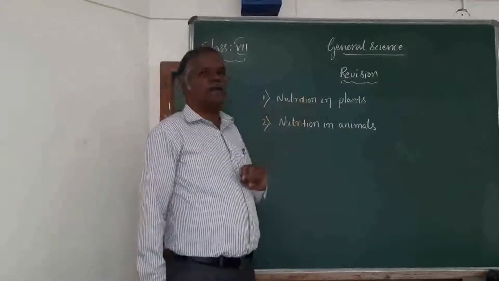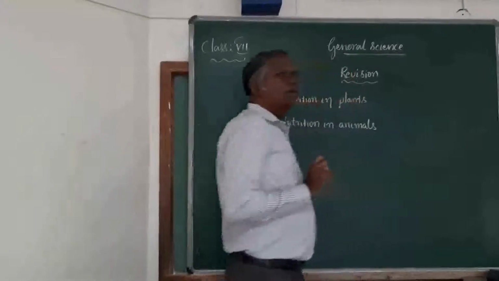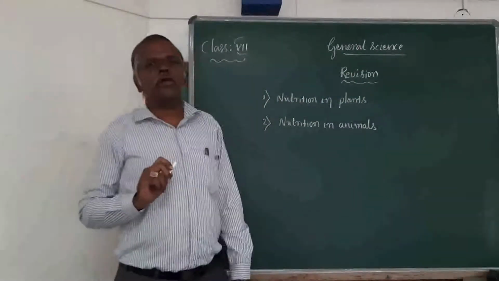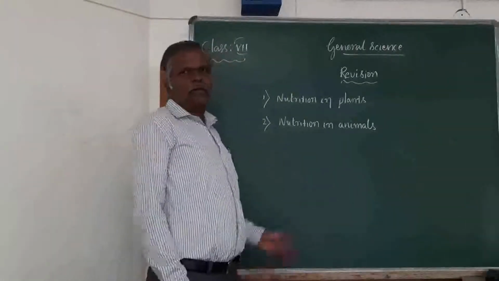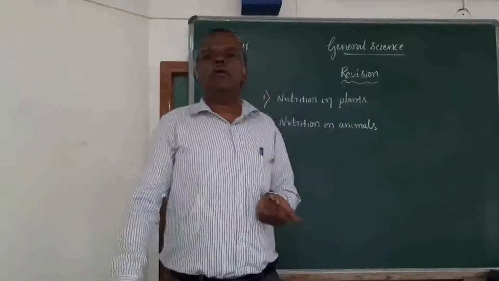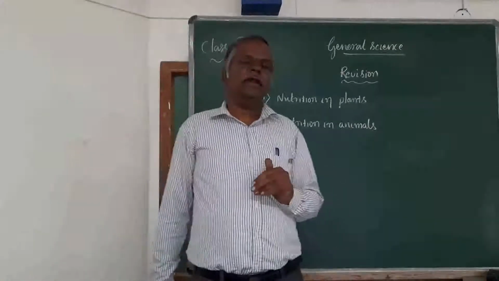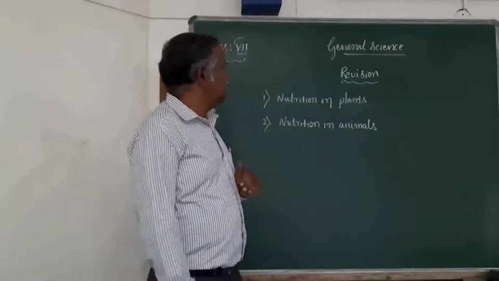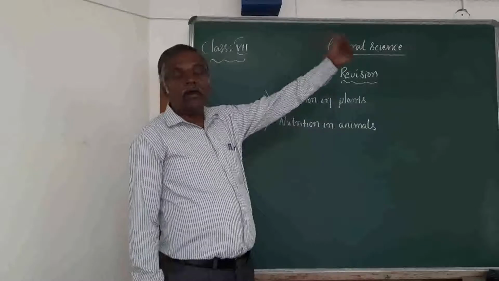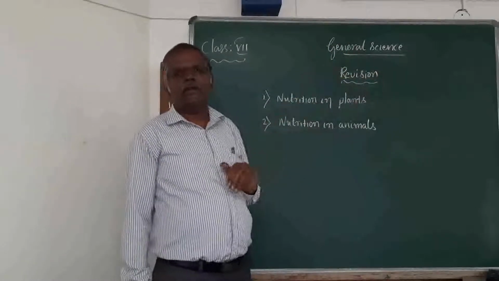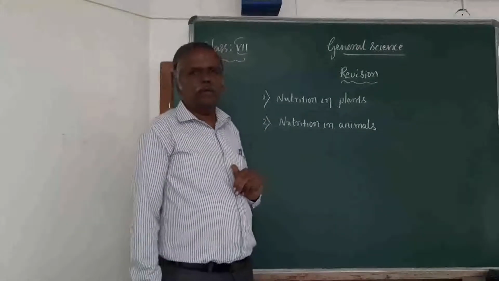First lesson, nutrition in plants. In nutrition in plants, there are 2 modes of nutrition: autotrophic mode of nutrition and heterotrophic mode of nutrition. Autotrophic mode of nutrition means they prepare their own food, especially plants. That comes under autotrophic mode of nutrition. Whereas in heterotrophic mode of nutrition, the plants depend on other plants or animals for their food. That type of mode of nutrition is called heterotrophic mode of nutrition.